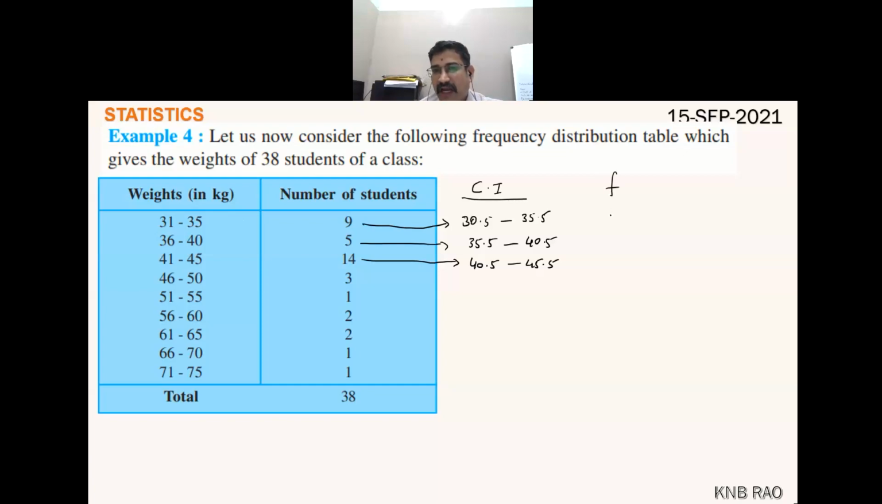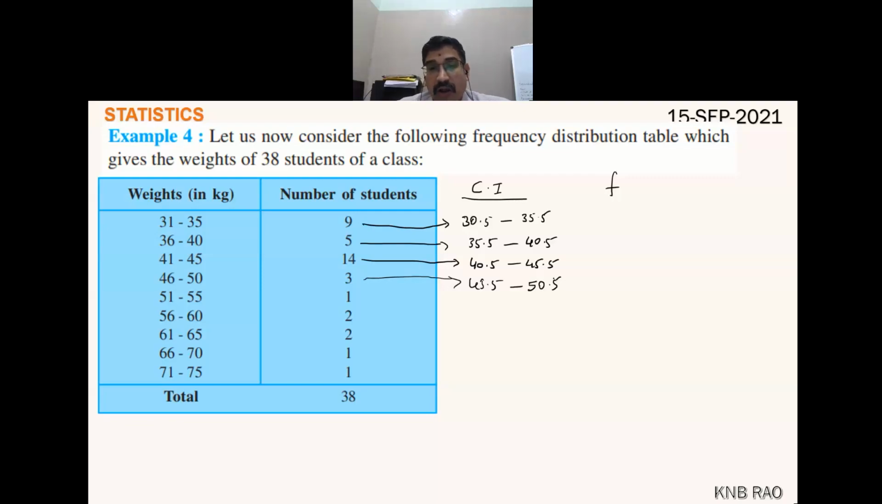The boy getting 36 kg falls here. A boy getting 35.5 falls here. If the weights of 38 students are given based on a digital weighing machine, then this frequency can also change now, because my inclusive class interval changed into an exclusive class interval. If you change the class intervals, automatically the frequency can also change.